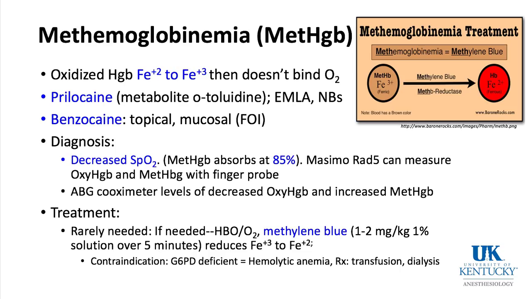Now there is a contraindication. G6PD deficiency, glucose-6-phosphate dehydrogenase deficiency, apparently is quite common in patients of Mediterranean descent, and if you give them methylene blue, it can cause a hemolytic anemia. And so in those patients, if they get methemoglobinemia, there's other things like transfusion of blood and dialysis apparently that can be used to treat it rather than the methylene blue.